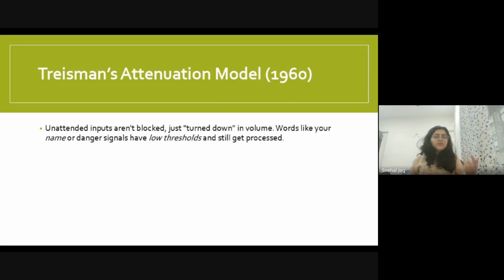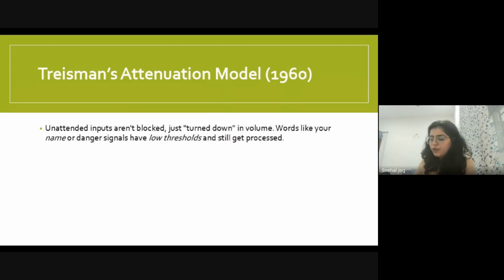Right? So Treisman was of this opinion that no, unattended messages are not blocked. They are just turned down in volume. Okay. So words like my name or danger or fire or tea for that matter are going to have low thresholds, and therefore they are still going to get processed. Okay. So what does attenuation even mean?